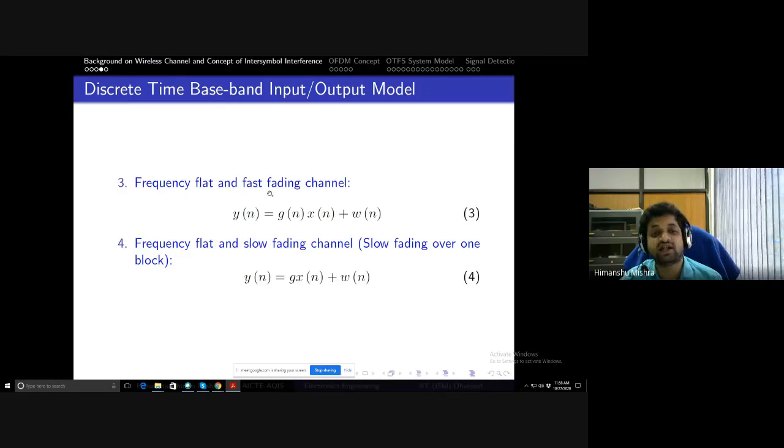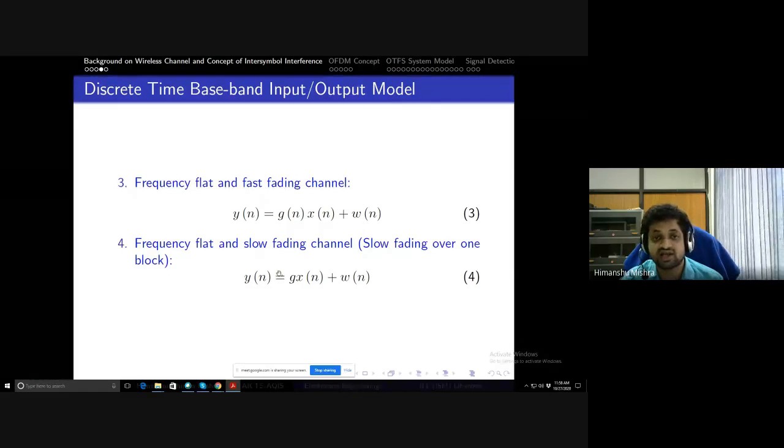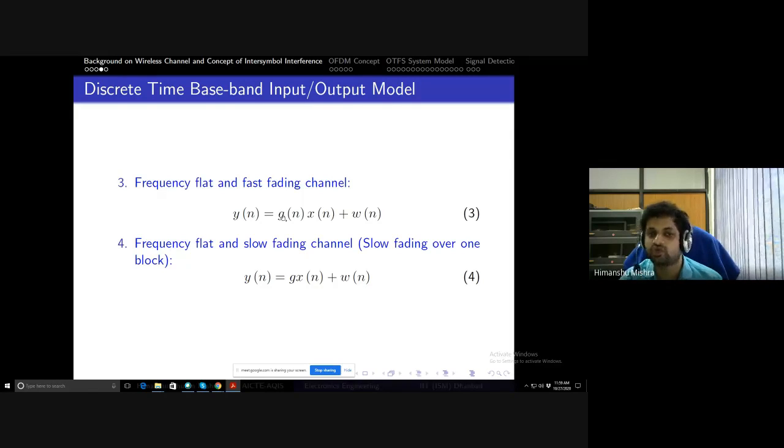Similarly, frequency flat and fast fading. If it is frequency flat, you don't have any summation. That means there is a single tap channel. But it is fast, so at y[n], each received sample at nth time, you will definitely see g[n]. The single tap channel is also varying with time, so that is g[n]. Now frequency flat, slow fading. This is y[n]. You will get simply g times x[n], where g is constant. It is not varying with respect to time.